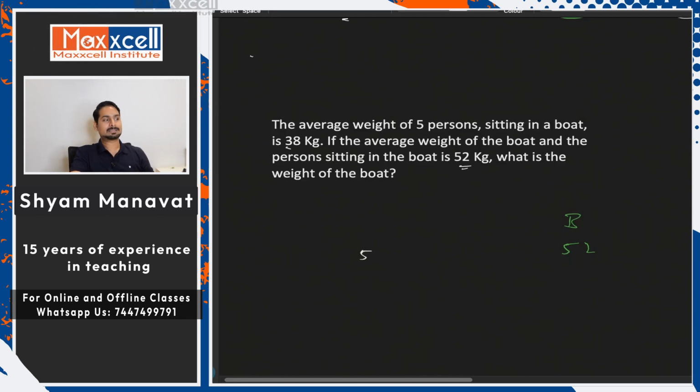So you see what is the increase in the average. 38 and 52, the difference is 14, right? So it is increased by 14 each amongst 5. So 14 is increased in 5. If you take this back, the boat should have 14 plus 14 into 5. That is how much? 70 plus 52.